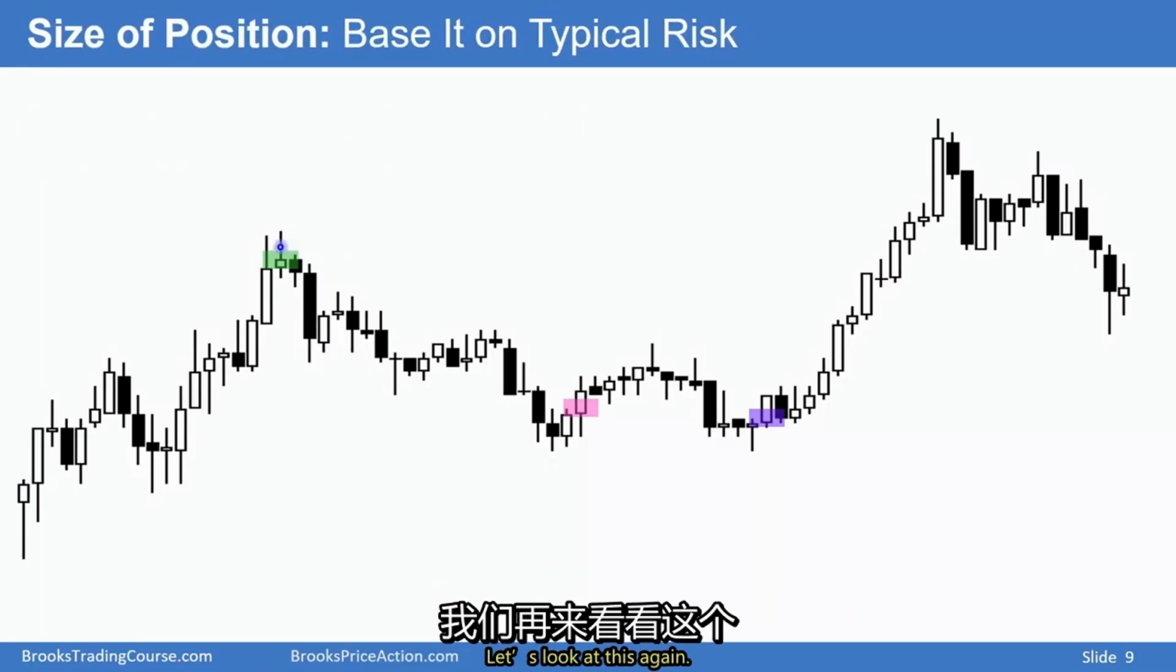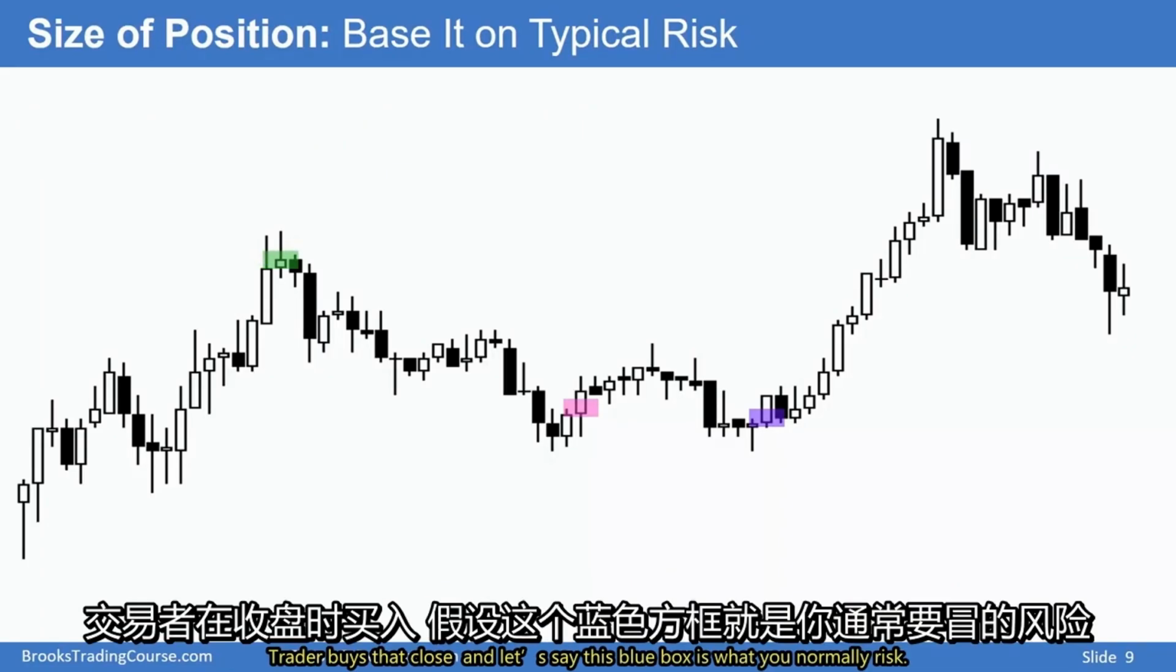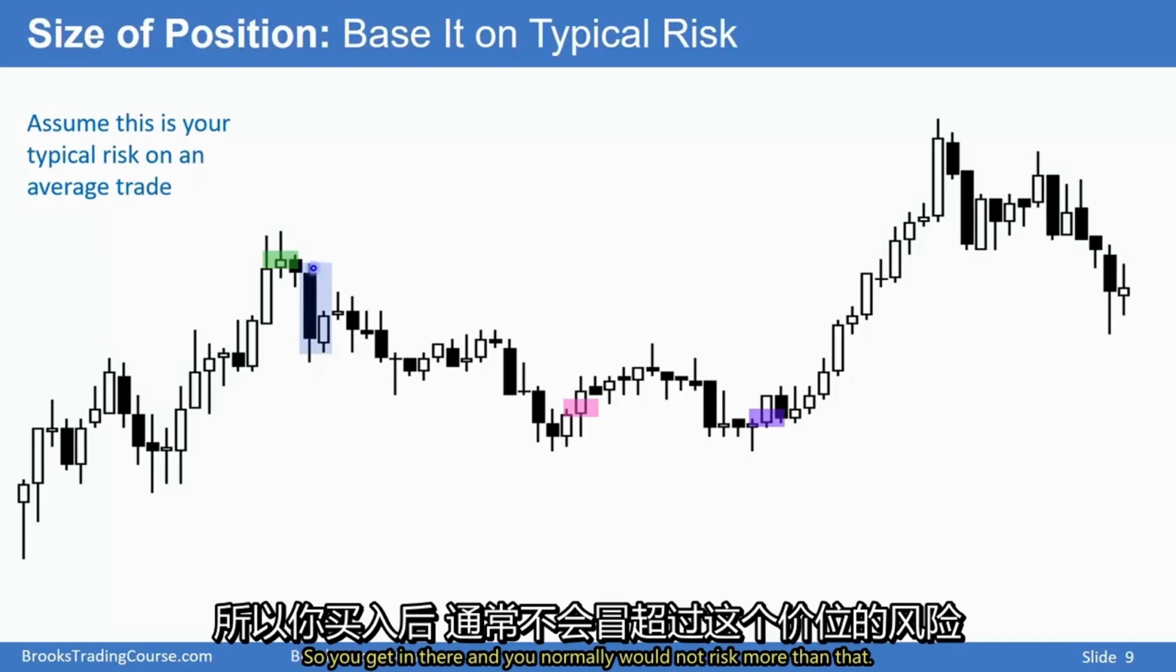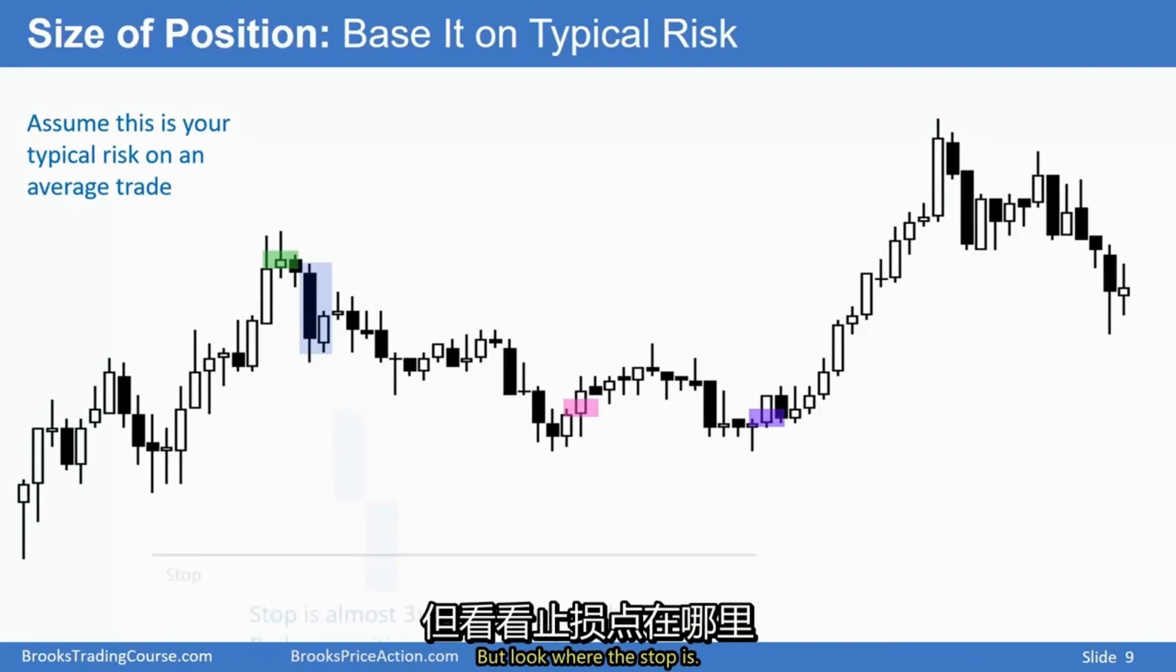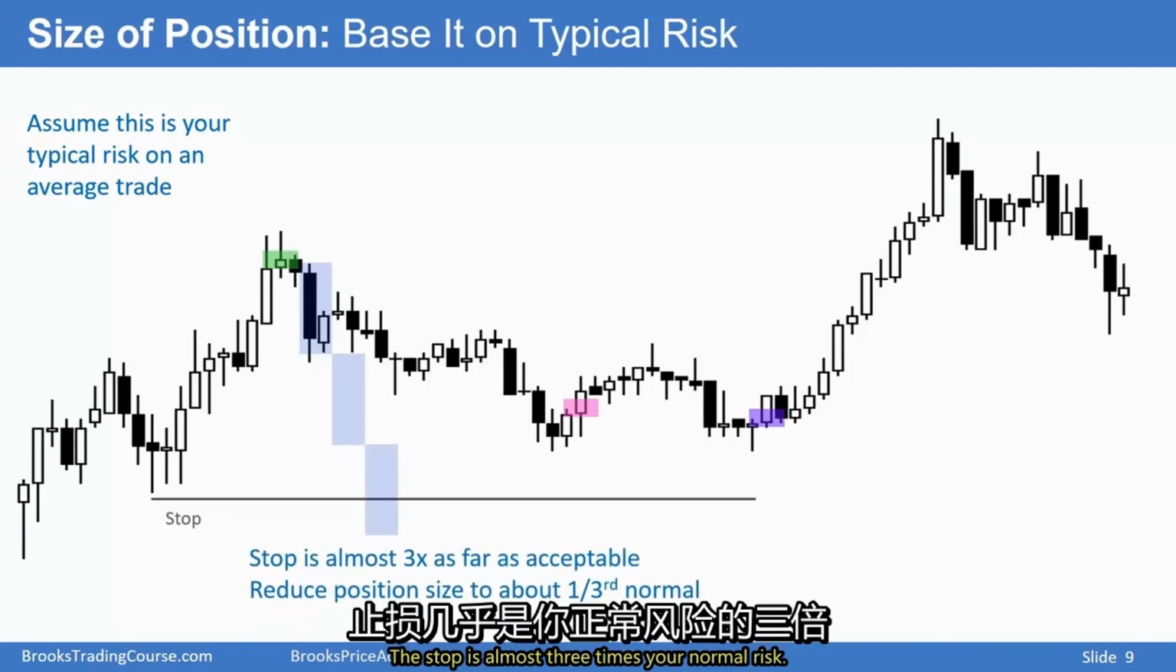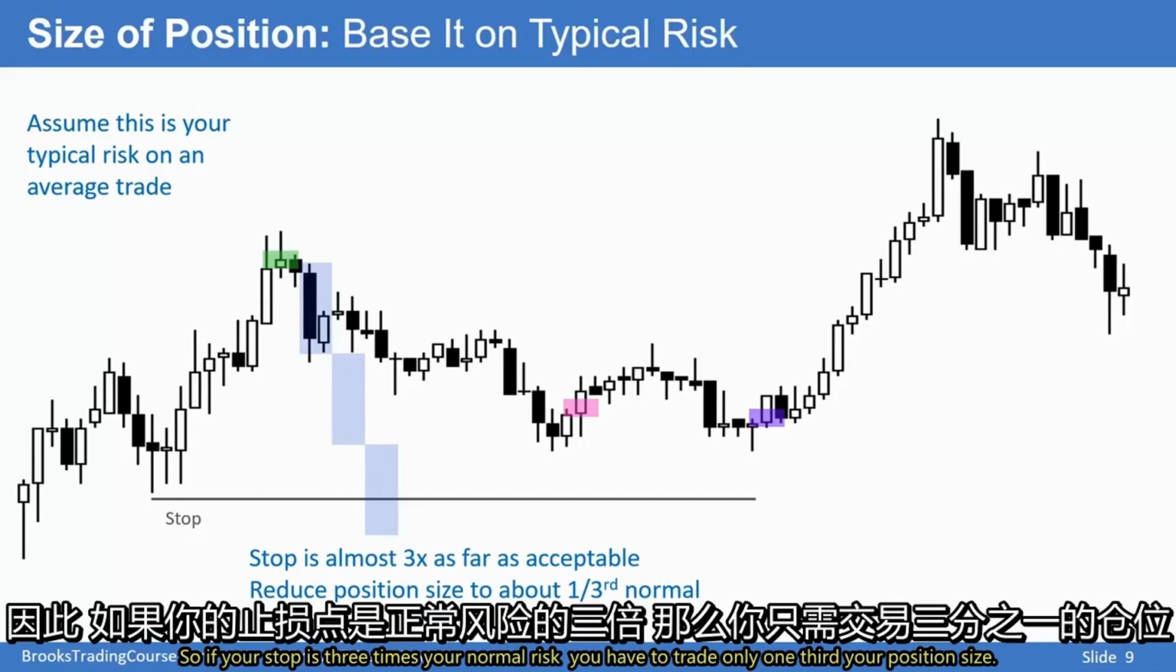Let's look at this again. Trader buys that close, and let's say this blue box is what you normally risk. So you get in there, and you normally would not risk more than that. But look where the stop is. The stop is almost 3 times your normal risk. So if your stop is 3 times your normal risk, you have to trade only 1/3 your position size.